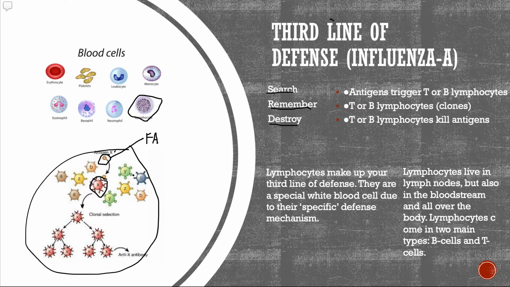So within the first step, we'll be searching. The T cell lymphocyte will be searching for the antigen. Antigens trigger T or B lymphocytes. So the lymphocyte will be triggered by the antigen, and the lymphocyte will then remember the antigen and it will clone the antigen. That can be seen here in this diagram. So the clonal selection, this will then clone. After cloning, that will then further on destroy the antigen and remove it from the body.